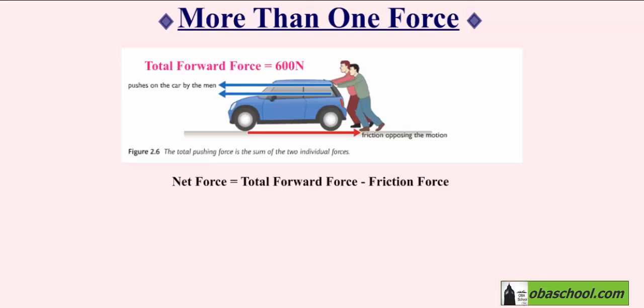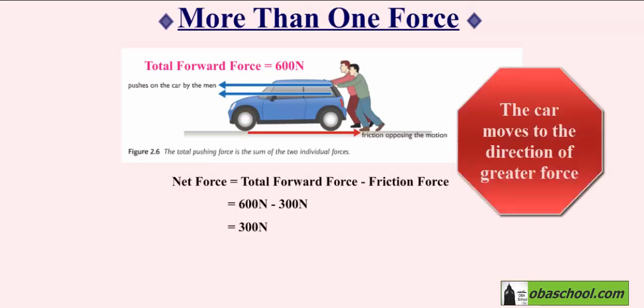So here, if we want to calculate the net force, it will be equal to the total forward force minus the friction force. Let's take the positive direction in the direction of the forward forces and the negative direction in the direction of the friction force. So here we'll have 600 newtons minus 300 newtons, since the friction force is equal to one of the forward forces, and the net force will be equal to 300 newtons. So here the car will move in the direction of the greater force.